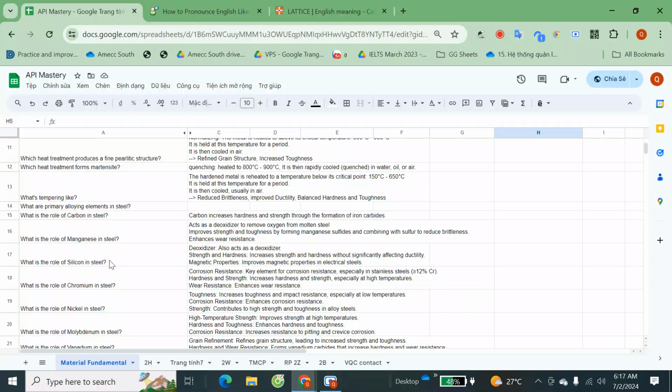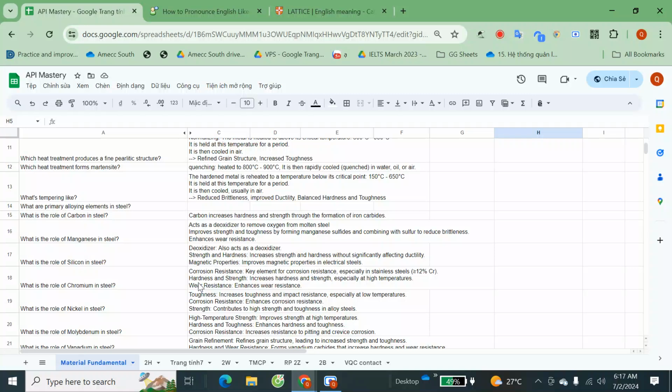What is the role of silicon in steel? Silicon also acts as a deoxidizer. Strength and hardness: increases strength and hardness without significantly affecting ductility. Magnetic properties: improves magnetic properties in electrical steels.